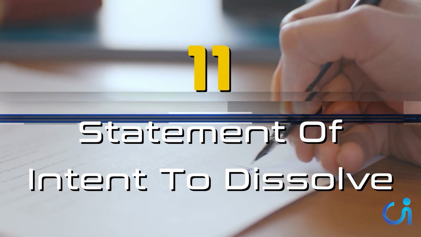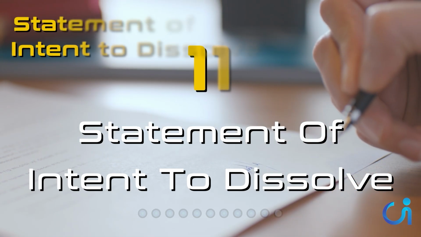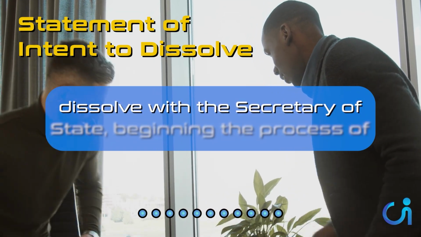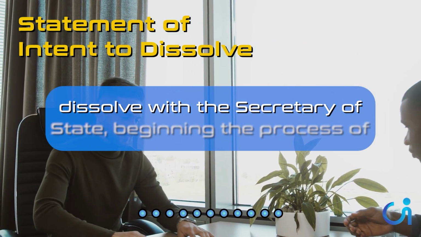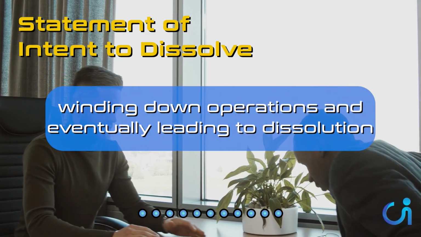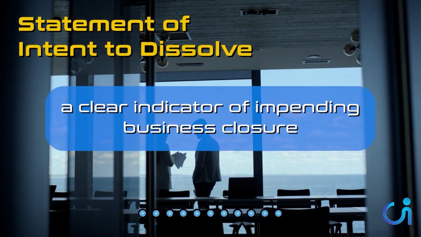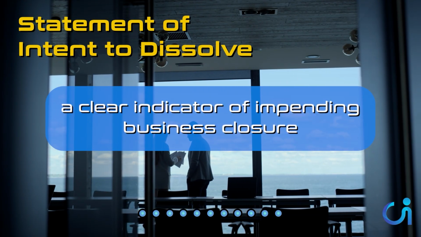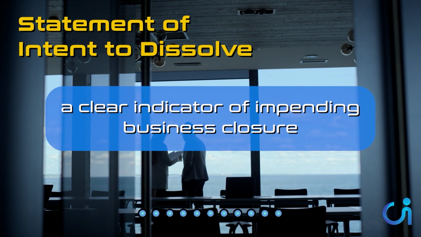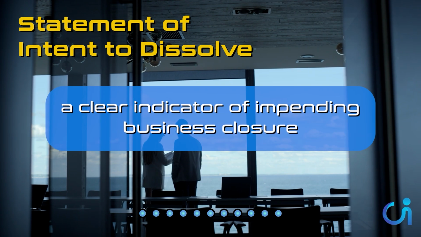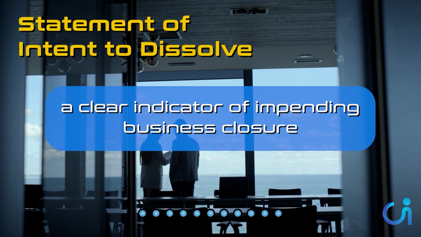Number 11, Statement of Intent to Dissolve. This status is declared when an entity files a formal intention to dissolve with the Secretary of State, beginning the process of winding down operations and eventually leading to dissolution. Lenders should view this status as a clear indicator of impending business closure, representing a high risk for new lending and potentially affecting the repayment of existing loans, necessitating immediate review of any current financial engagements with the entity.